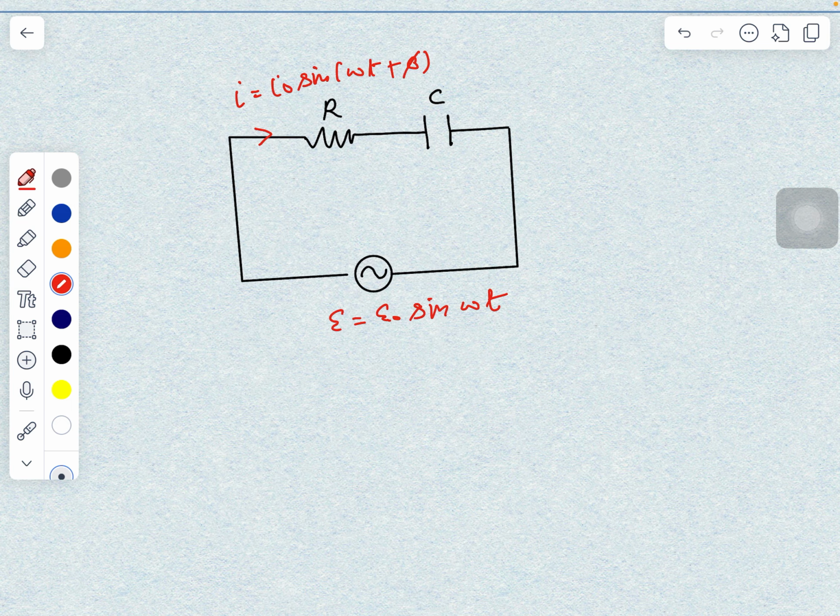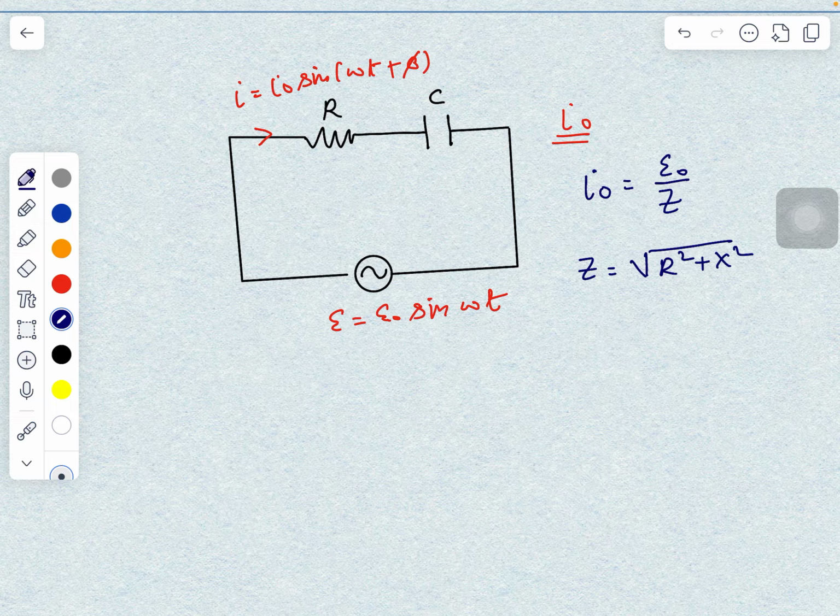So what is the relation? We'll only talk about I0, the peak value of current, since we are concerned about that. So what is I0? I0 is simply E0 divided by impedance. And what is impedance? Impedance Z is the root of R squared plus X squared, and here X is Xc. So Xc is 1 by ωC.